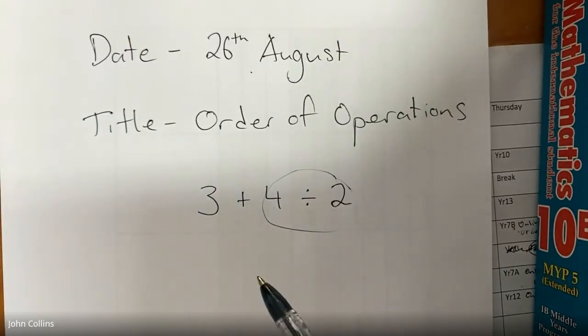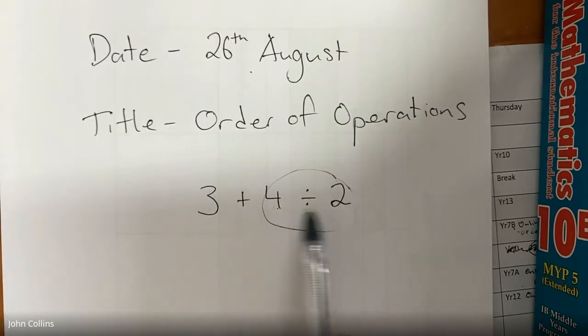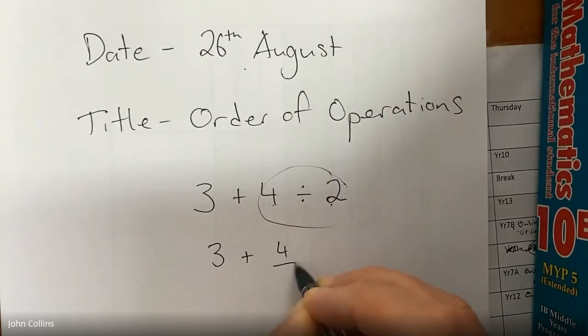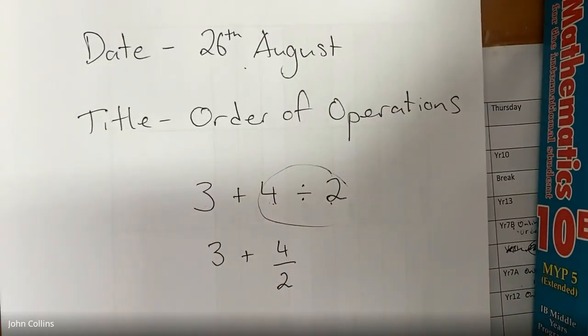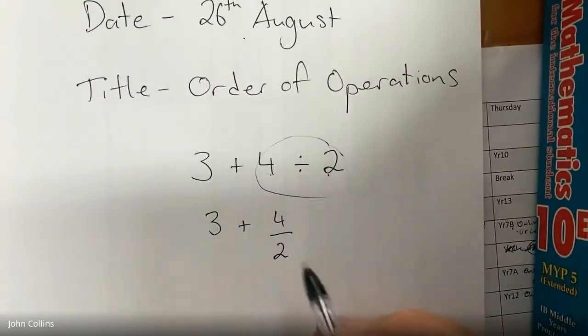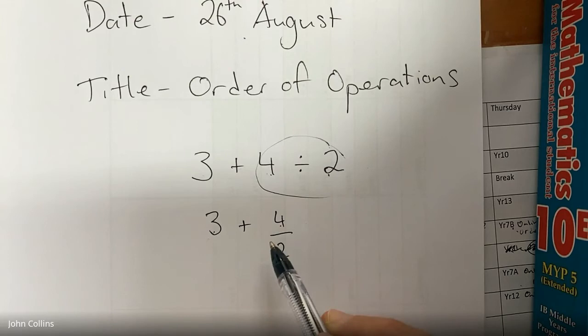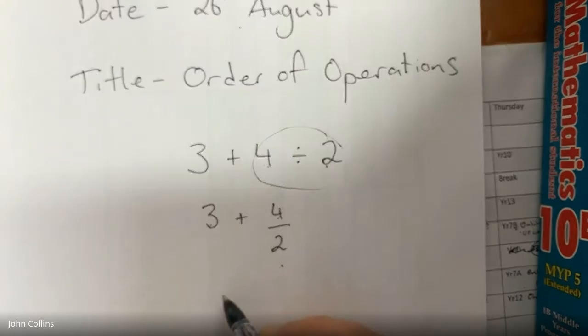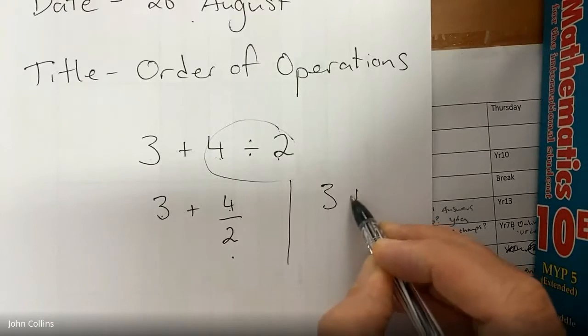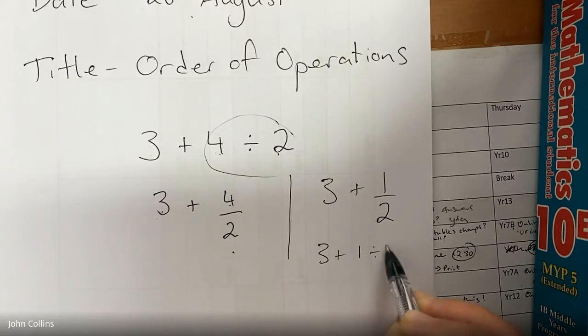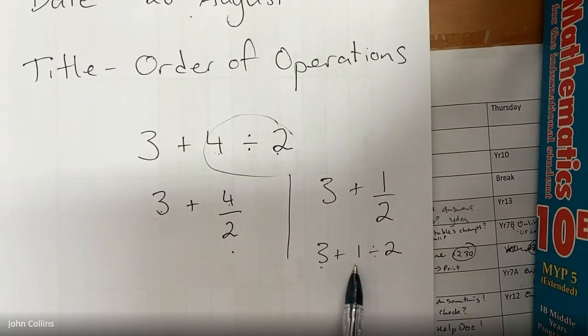Well, I'll help you out here. You can write 4 divided by 2 a different way. It could also be written like a fraction. Now, 3 plus 4 divided by 2. Well, 4 divided by 2 is a fraction. If you simplify that, it'd be 2. Same as if you were ever to try and add 3 plus a half, you would never rewrite it as 3 plus 1, divided by 2, and then add 3 plus 1.